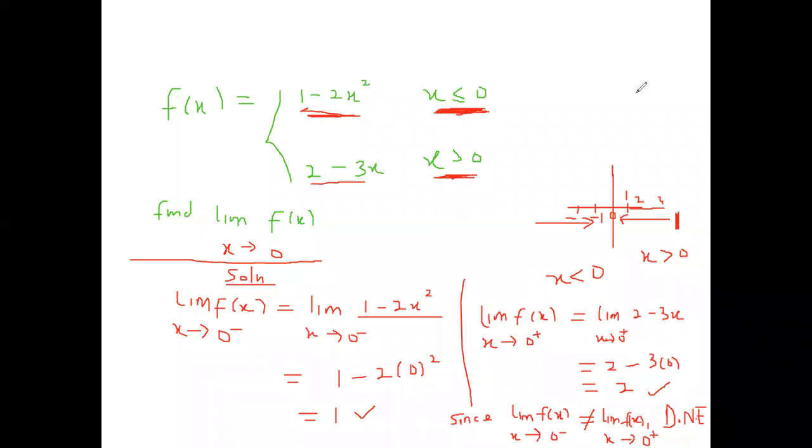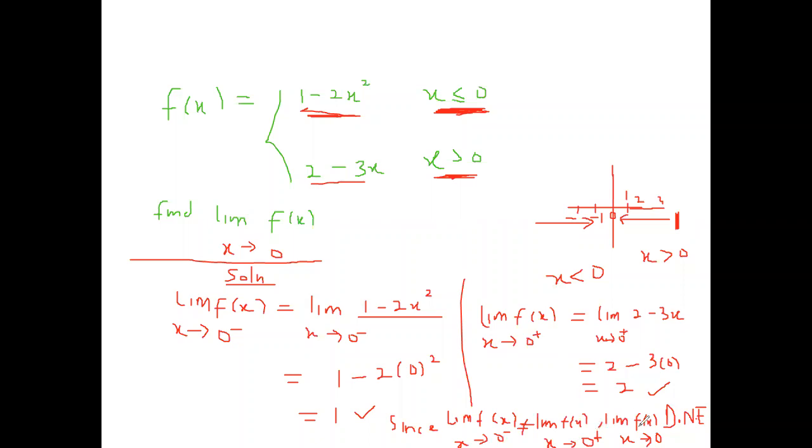So let me clean that side. So this is right, that since the limit of f of x as x approaches 0 from the left is not equal to the limit of f of x as x approaches 0 from the right, comma, the limit of f of x as x approaches 0 does not exist.